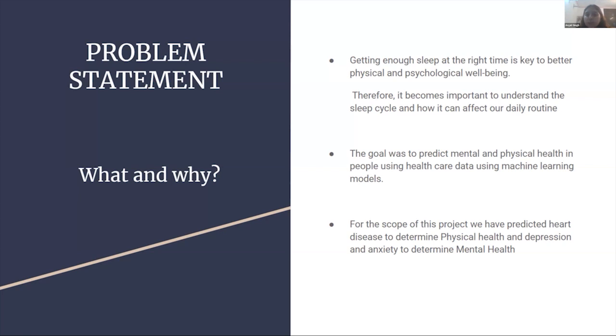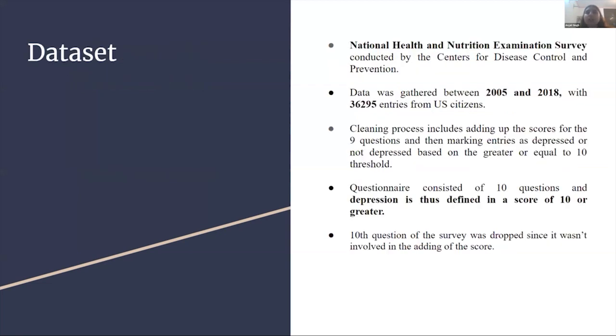The goal was to predict mental and physical health in people using healthcare data and machine learning models. For the scope of this project, we have predicted heart disease to determine physical health, and depression and anxiety to determine mental health. The data originates from the National Health and Nutrition Examination Survey conducted by the Centers of Disease Prevention. The data was gathered between 2005 and 2018 with 36,295 entries from US citizens.